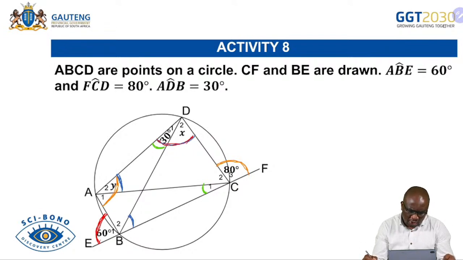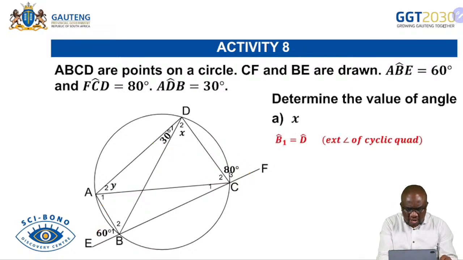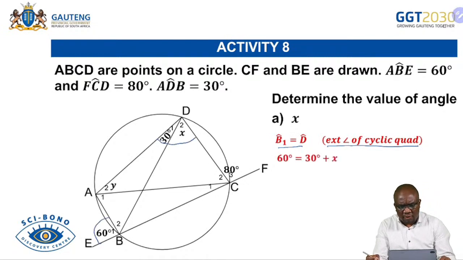How can we find our y? Let's see what I did here. Right now, x: B1 is equal to D because it is an exterior angle of a cyclic quad. You see, this angle here is equal to this angle here, because it's a cyclic quad. So 60 is equal to 30 plus x, therefore x is equal to 30 degrees. So this angle there is 30 degrees, okay?